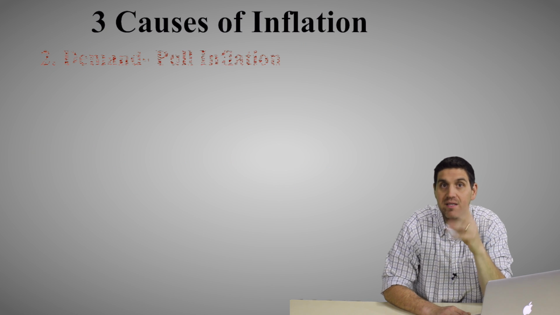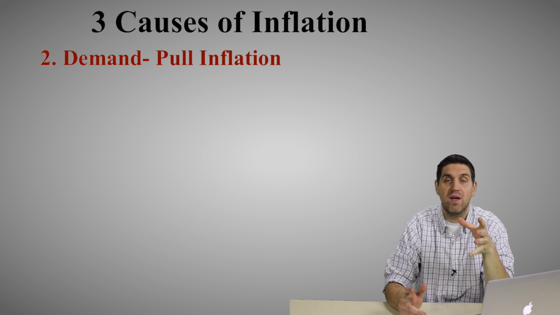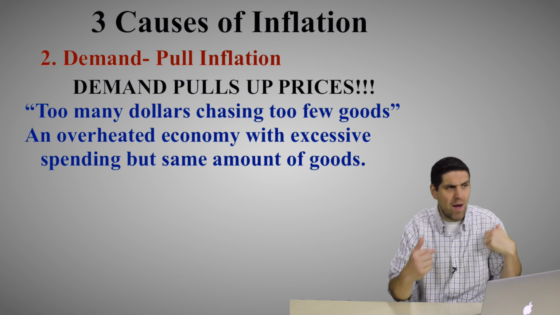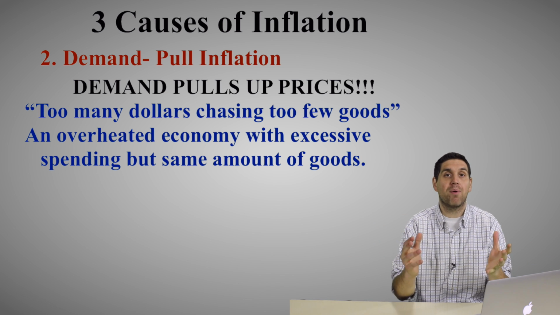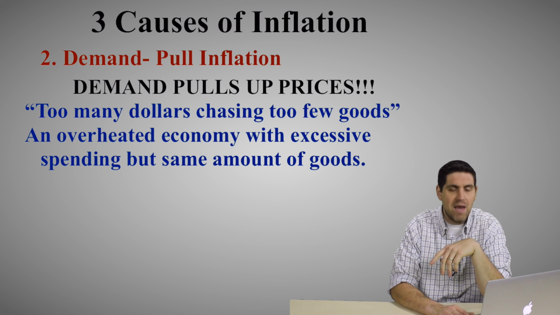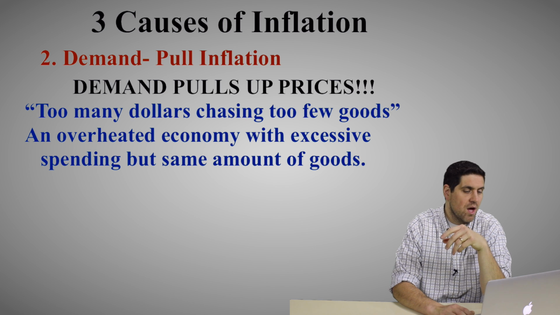Now, there's 2 more causes. The next one is called demand pull inflation. This is when people want to buy more stuff. It's not that we're printing more money. It's just people want to buy things. If you want to buy it, and I want to buy it, and he wants to buy it, we're all going to bid up the price. And that's called demand pull inflation. Too many dollars chasing too few goods. And it's basically an overheated economy. This is the idea that would lead to an inflationary gap, right?